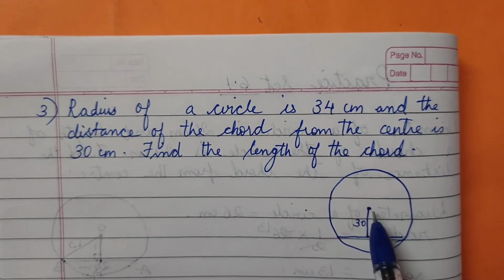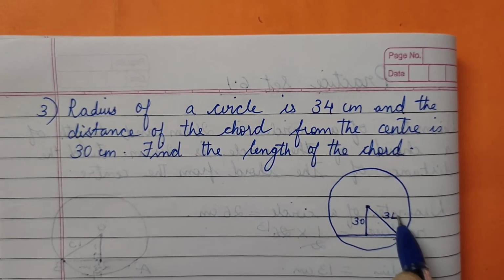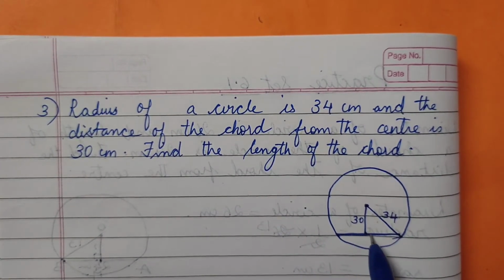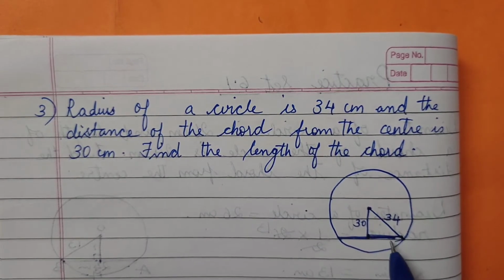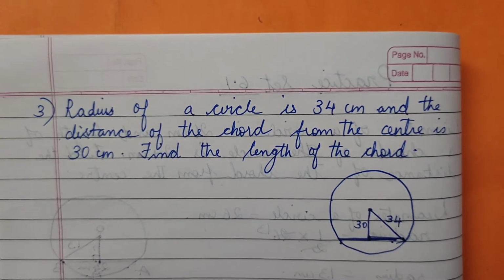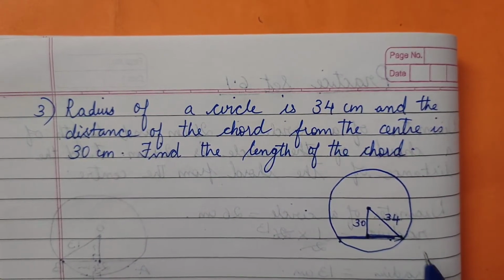And this is the radius, that is 34 given. Find the length of the chord, the whole chord they have asked. But firstly, we will find from here to here, this part. Once we find this one, then we can double it, because of the properties of a chord. I'll discuss that later.